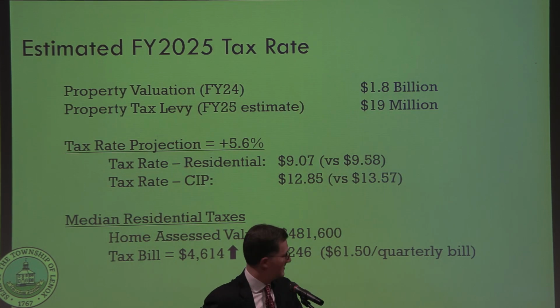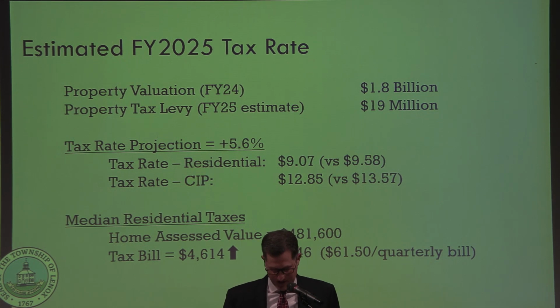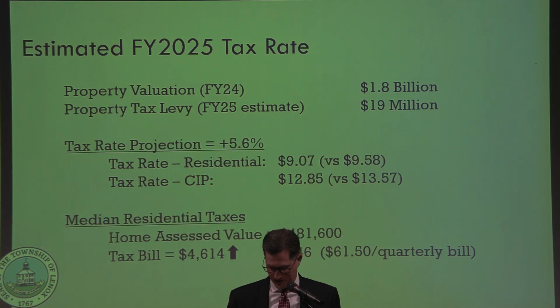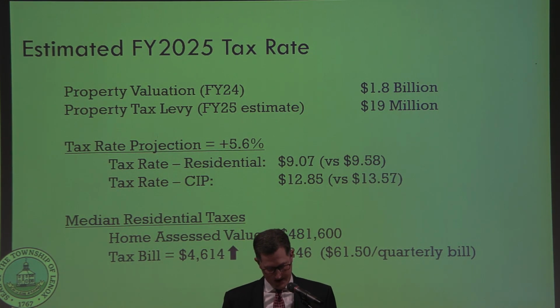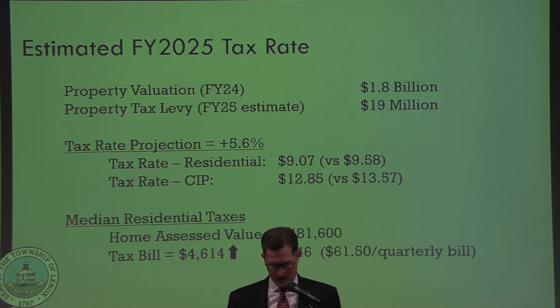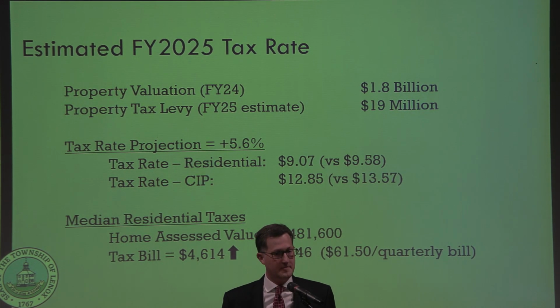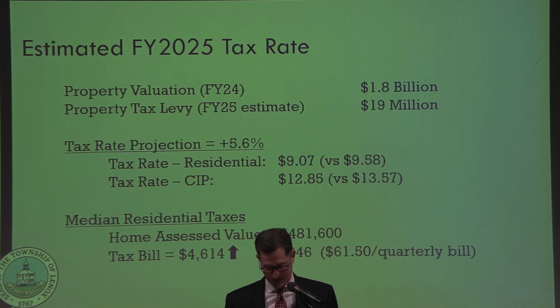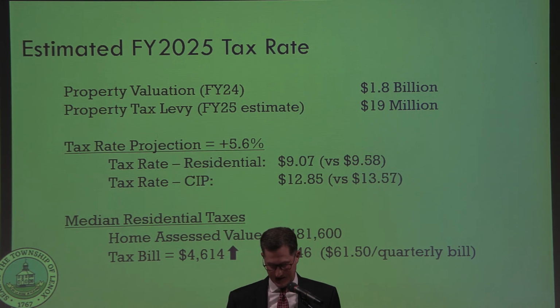So we get to the tax impact. The total valuation of the town in the current fiscal year that we're in, that's FY24, is $1.8 billion. That's billion with a B. Property tax levy for FY25, if all the appropriations articles are approved here tonight, is estimated to be $19 million. That would result, according to our projections, in a 5.6% increase on the tax rate. So that would take our current tax rate at $9.07 up to $9.58.